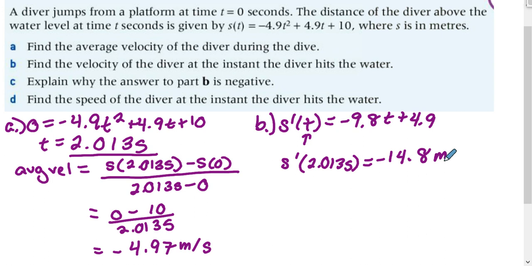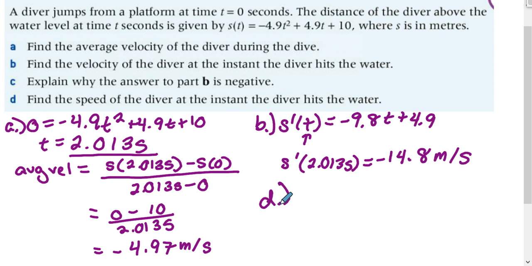Negative 14.8 meters per second. And then part B says explain why the answer is negative. Well, the diver is moving downward, so that's the direction he's going in. Up would be positive, down would be negative. Normally, if we were looking at this velocity, to the right of wherever we start is positive, to the left is usually negative. But in this case, we're just going up and down, so going up is positive, going down is negative. Okay, and then C, we just explained C.